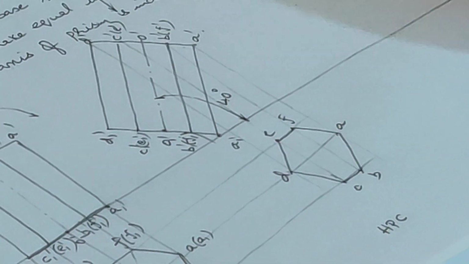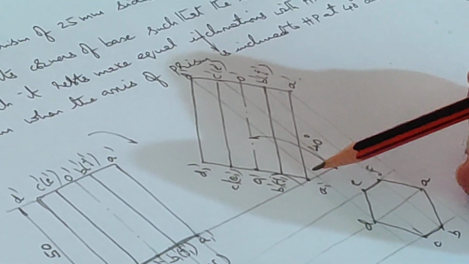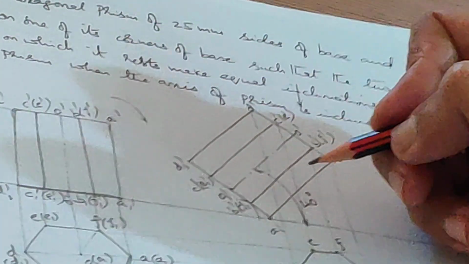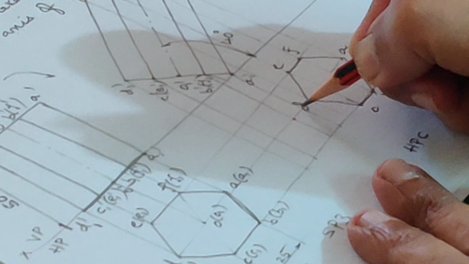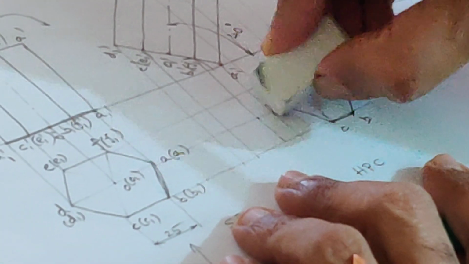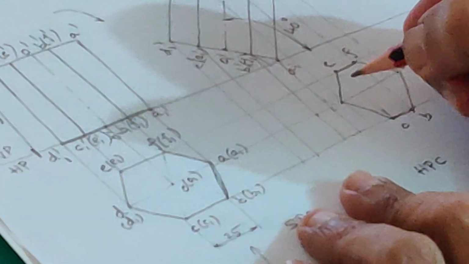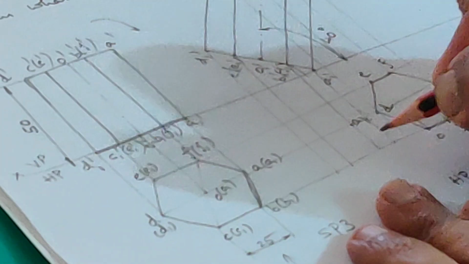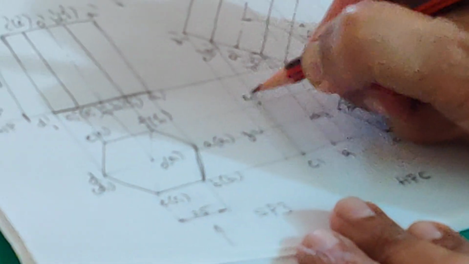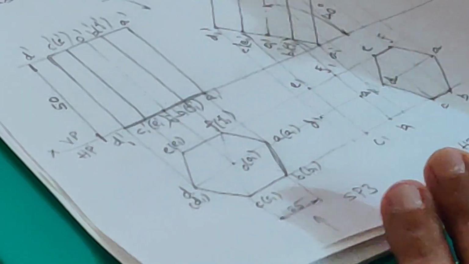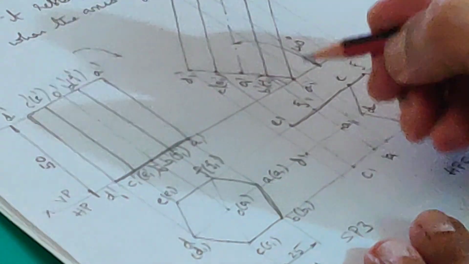Now what is the next step? You should project the remaining 6 points of the base and identify the boundary. I am following the rules of visibility one by one. Let me mark these points. This is A1, B1, C1, D1, E1, F1. You can easily identify the boundary. This is the boundary.